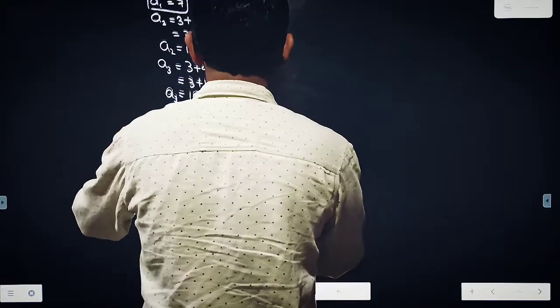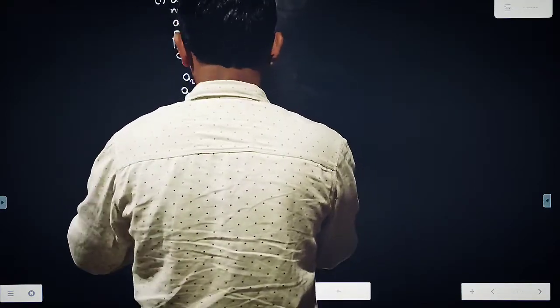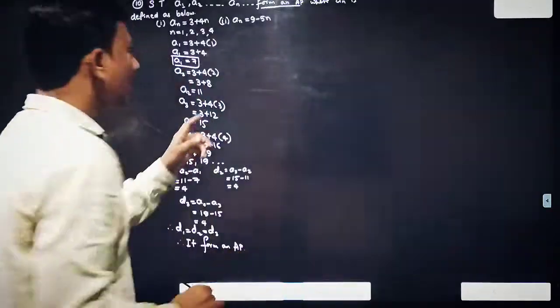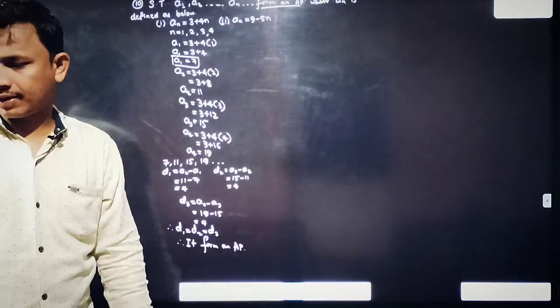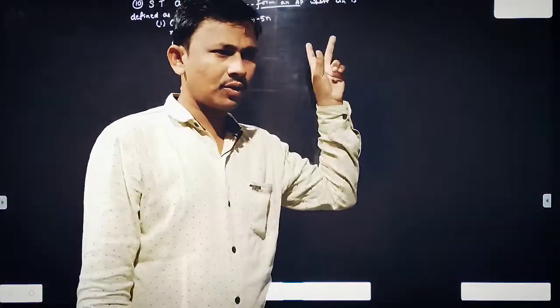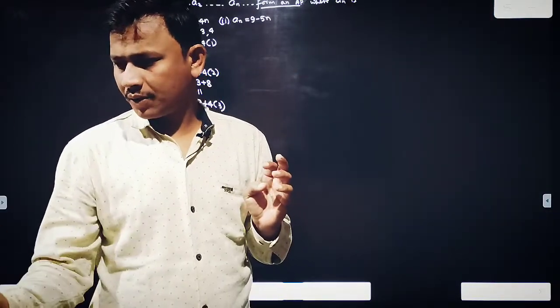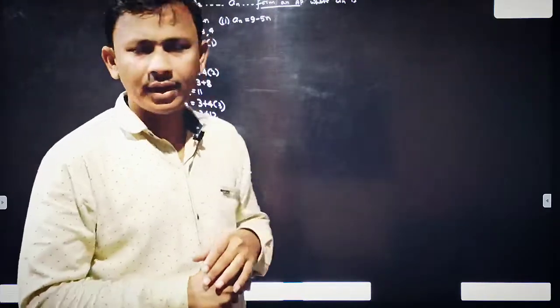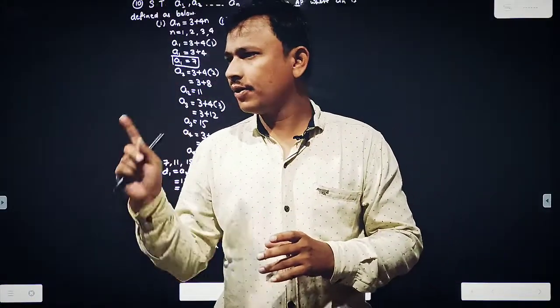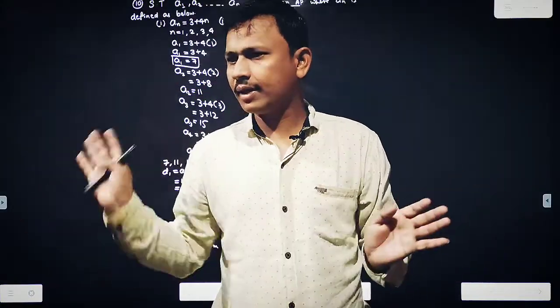Similarly, we can also do it for the next question. What is the next question? An is equal to 9 minus 5n. Put n equal to 1, n equal to 2, n equal to 3, n equal to 4. You will get A1, A2, A3, A4. What you need to find out? D1, D2, D3. If they are equal, then it forms an AP. Understood? Good.